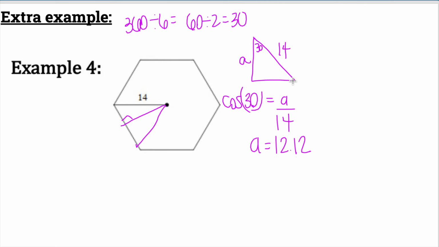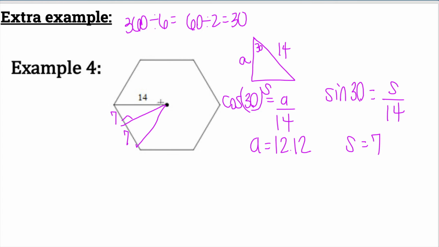The next thing I need to find is the side length. So again, still using that 30, but now I'm going to talk about the opposite and hypotenuse, which would be sine of 30. And hypotenuse is 14, so I'm going to multiply sine of 30 times 14 to find my answer. And I should get 7 as a portion of my side. So if one side is 7, the other side will also be 7, so in all I'm going to see 14.